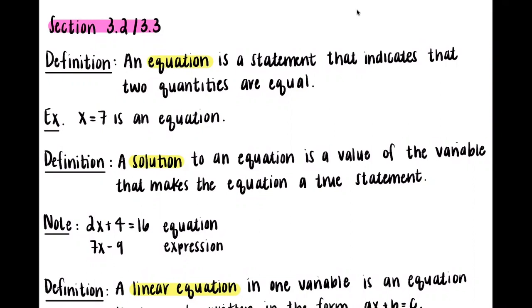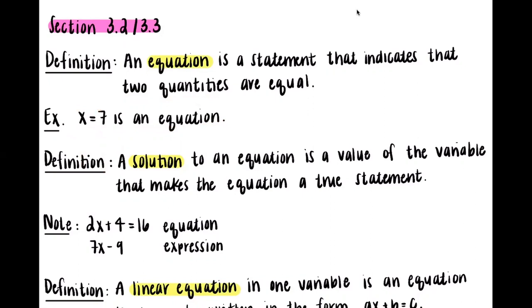So what is an equation? An equation is a statement that indicates that two quantities are equal to one another. So if we look at, for example, x is equal to 7, that is an equation. What this is saying is that x and 7, they're the same thing. They're looking in the mirror to one another. They're the same exact thing. So that is what we call an equation. So there is an equality amongst terms.